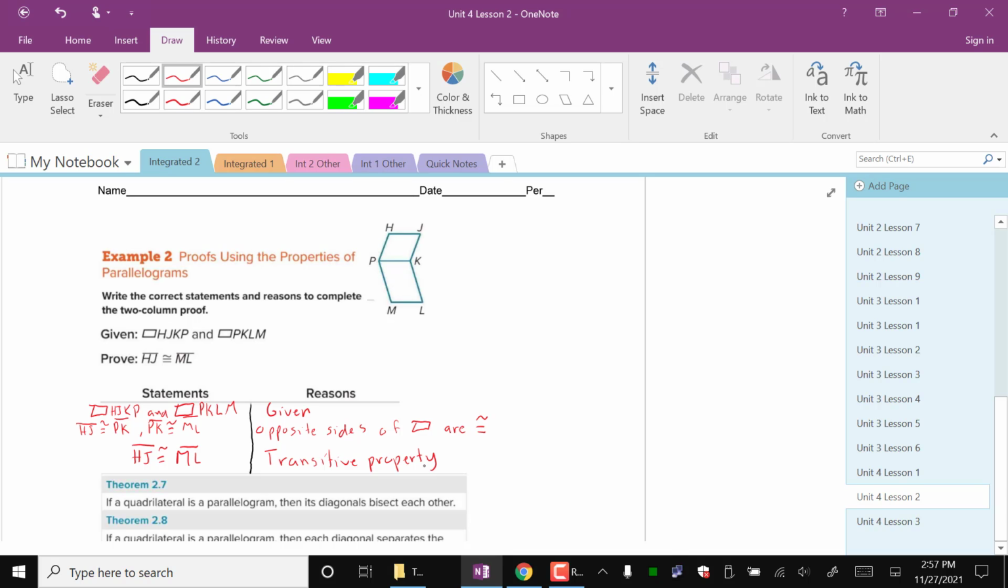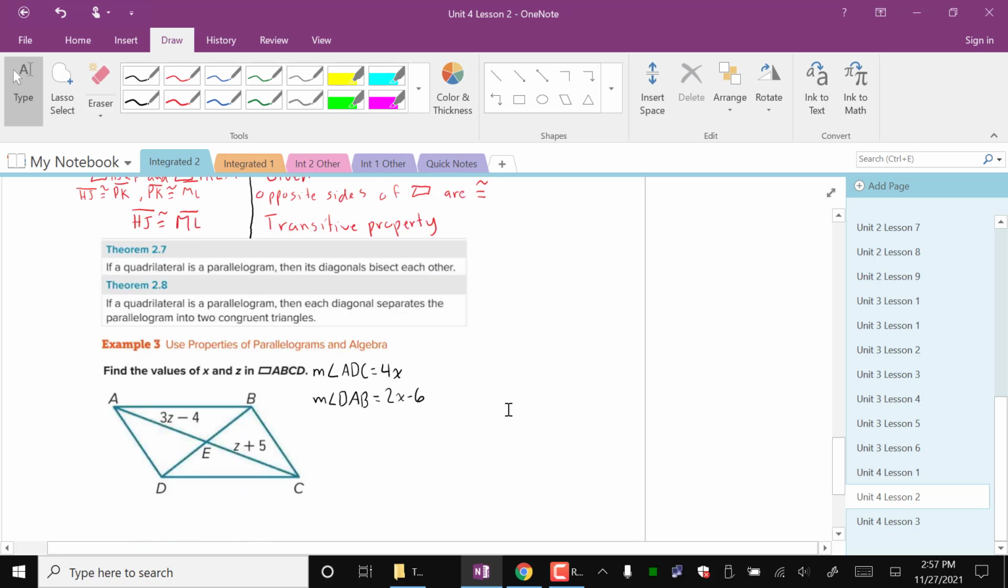Think about a height. If you have 3 boys, the first boy is equal to the second boy's height. The third boy is equal to the second boy's height. Since they're both equal to the second boy's height, the first and the third boy are going to have the same height. That's kind of what we're talking about here. PK is kind of like our connector. They're both congruent to PK, so they're going to be congruent to each other.